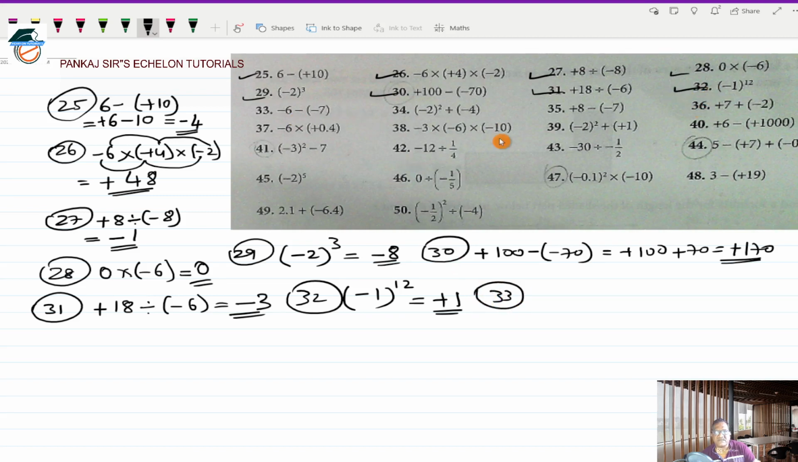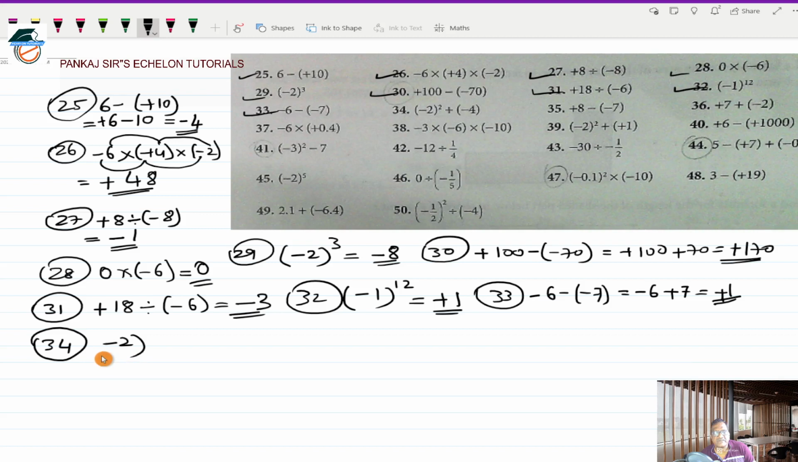Coming to 33. 32 is done with. 33 is minus 6 minus (minus 7), right? So this will work out to minus 6, and minus into minus is plus 7. Now these are two directed numbers with opposite signs, so I'll take the sign of the bigger number, that is plus, because 7 is bigger than 6. Then I'll subtract the smaller number from the bigger number and I'll get 1. So plus 1 is the answer for question 33. That is done with. 34.